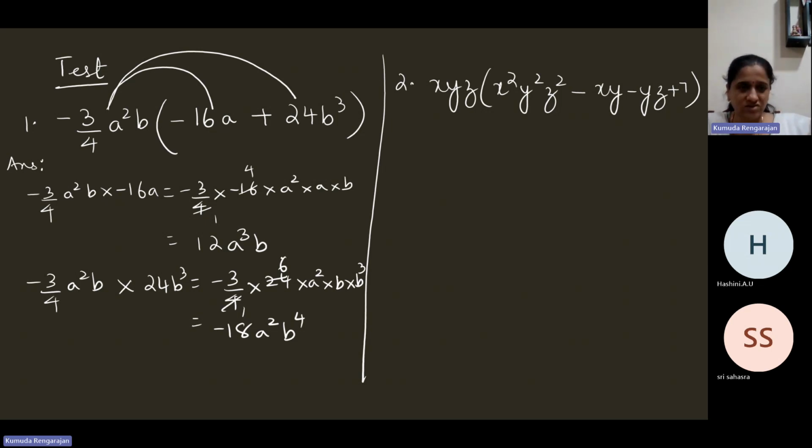Don't leave the answer like this. This is just calculation. So the answer, the product, is this one. Put the two terms together: 12a cubed b minus 18a squared b to the power 4. This is the answer.